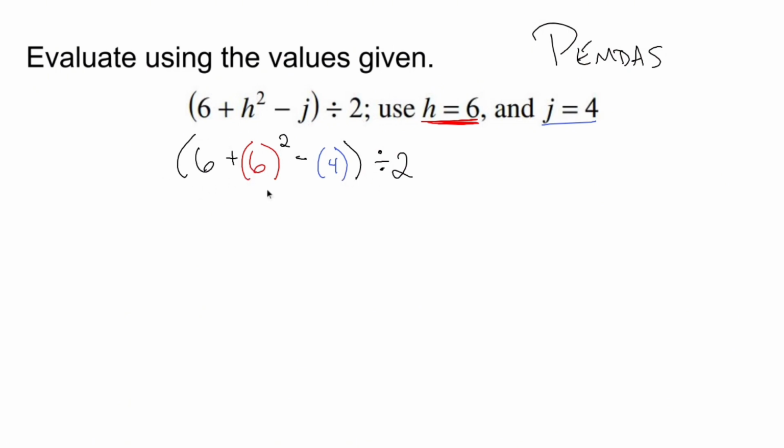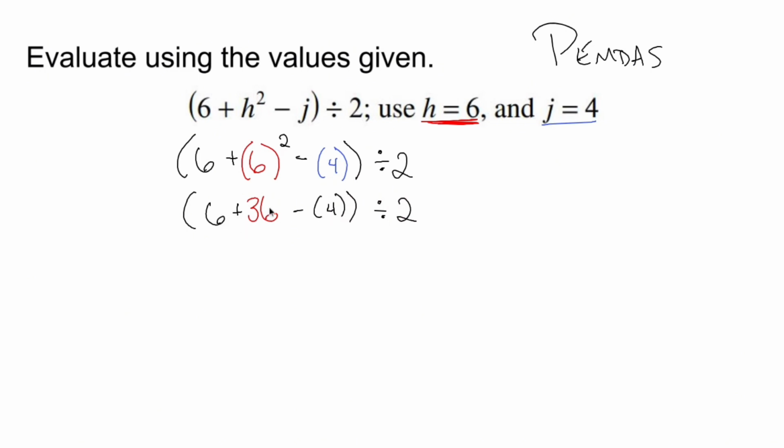Inside these parentheses, I have my own little PEMDAS problem. I'm adding, I'm having exponents, and I'm subtracting. The first thing you do in PEMDAS is exponents. So parentheses 6 times itself becomes 36. So I drop down 6 plus 36 minus parentheses 4, and then divided by 2, all of it still comes along for the ride. I'm still inside the parentheses.